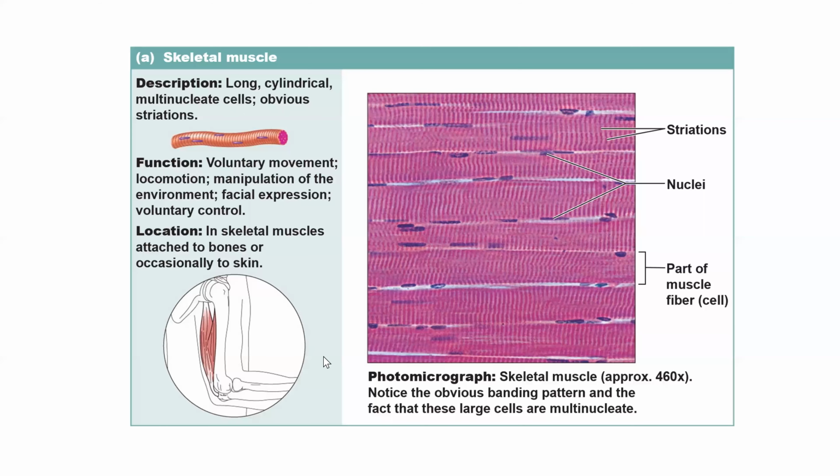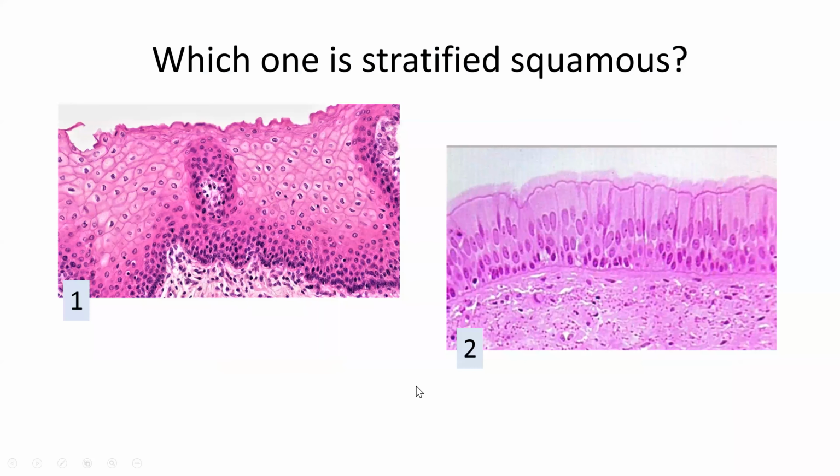And now we have a little quiz over here, so see how we're doing. Now, which one is stratified squamous? So you can see two similar tissues, tissue 1 and tissue 2. Which one is stratified squamous? You can pause it and try to answer the question, and then I will tell you the answer. So stratified squamous is picture number 1.